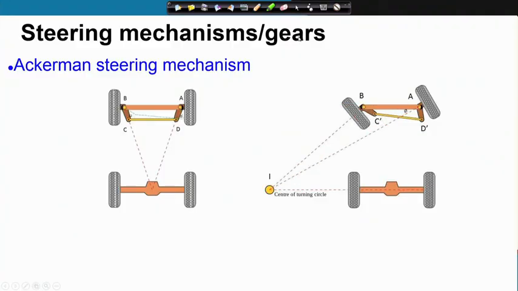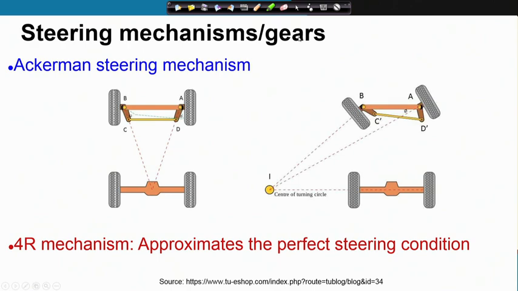Therefore, there might be a small amount of slip. So, this 4R Ackermann steering mechanism only approximates the perfect steering condition, it can never achieve it exactly.